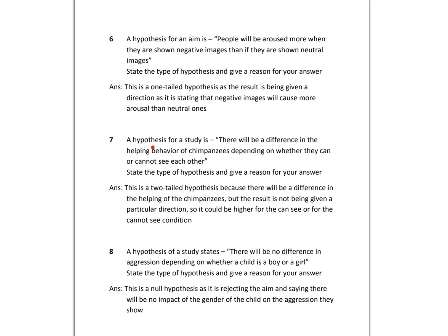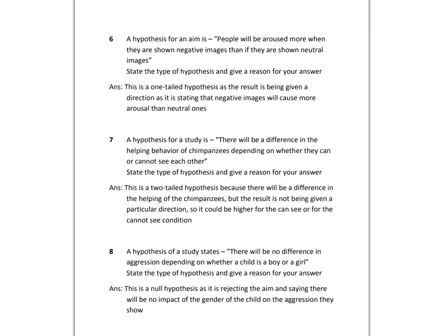Let's look at question 7. A hypothesis for a study is there will be a difference in the helping behavior of chimpanzees depending on whether they can see each other or they cannot see each other. So whether they can or cannot see each other is the IV, and their helpfulness is their DV. So there will be a difference in the helping behavior of chimpanzees depending on whether they can or cannot see. This should be a two-tailed hypothesis because I'm not saying that they will help each other more if they can see as opposed to if they cannot see. I'm saying that there will be a difference, either in the can see condition or in the cannot see.